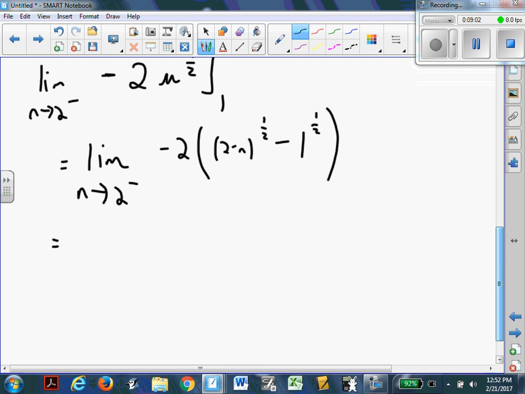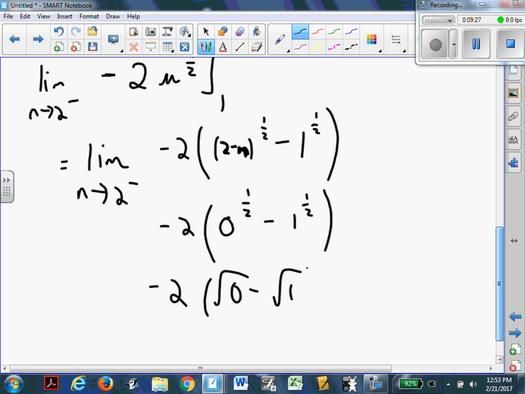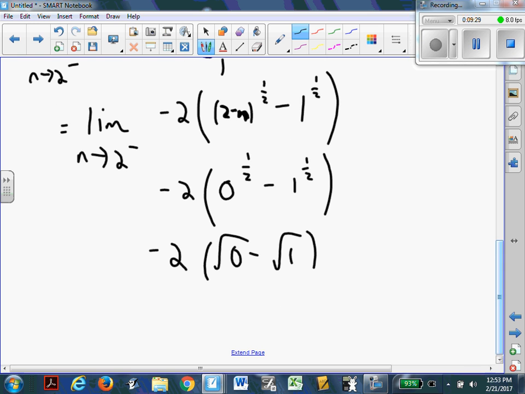And so this is the limit. Actually, I could probably evaluate the limit right now. So let's see, this is negative 2 times. As n approaches 2 from the left, 2 minus n would approach 2 minus 2, which is 0. And when we take things to the 1/2, that's just square rooting them. So this winds up being negative 2 times negative 1, which is 2.